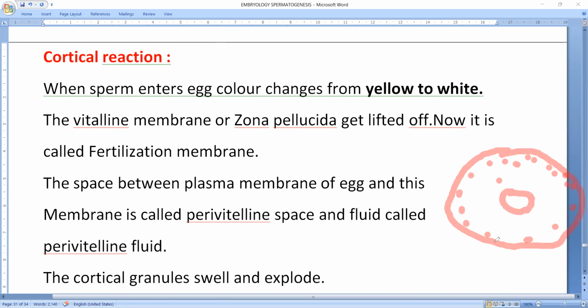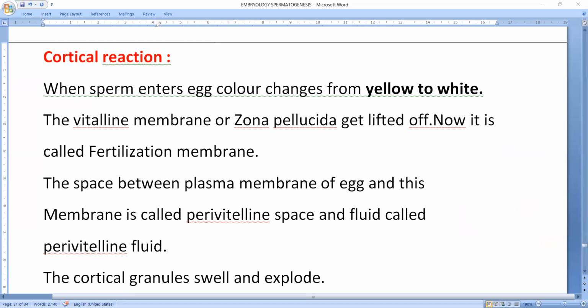The peripheral cytoplasm of the egg is called the cortex, and here many different kinds of granules are present. They are called cortical granules. When the sperm enters the egg, the color changes from yellow to white. The vitelline membrane, zona pellucida, gets lifted off.